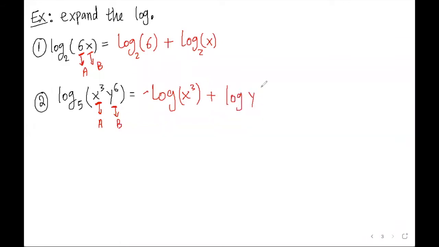Okay, then what I have to do, base 5, and then by using the property number 3, the 3 here comes down, and the 6 goes down. So 3 log x to the base 5 plus 6 log y to the base 5.